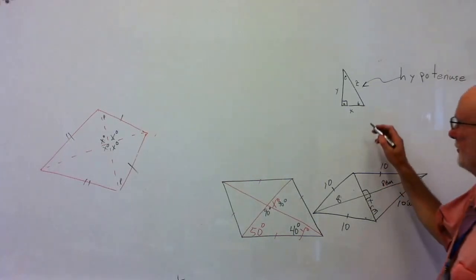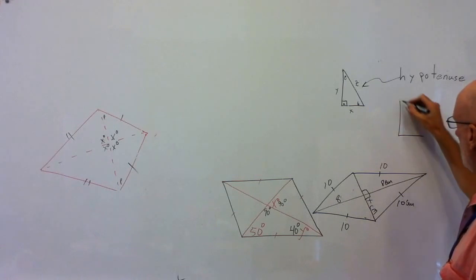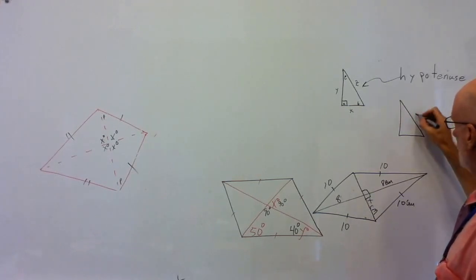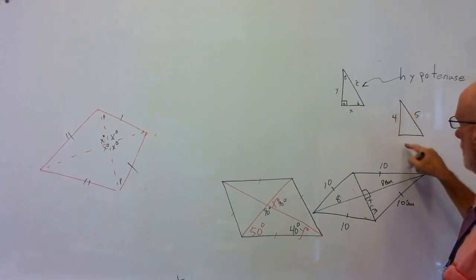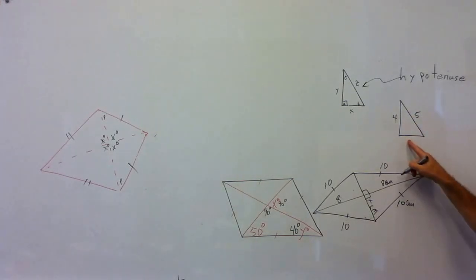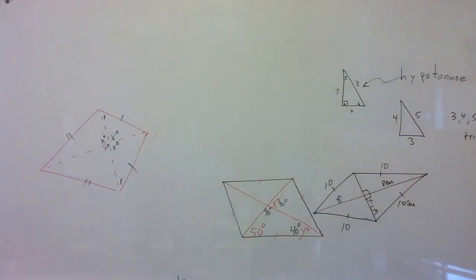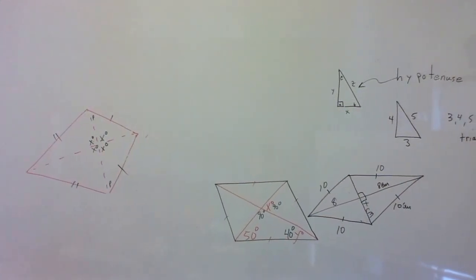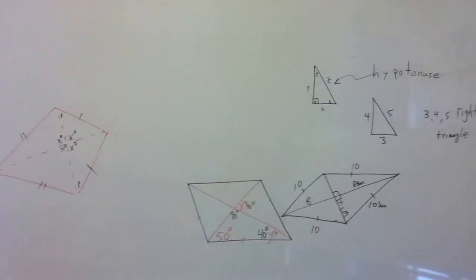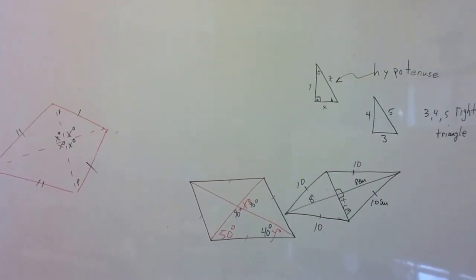So if I have a right triangle where this is 5, this is 4, what's the other side going to be? Yes, 3. It's called a 3, 4, 5 right triangle. Always. All right, let's move this over a little bit. Okay, 3, 4, 5, right triangle.